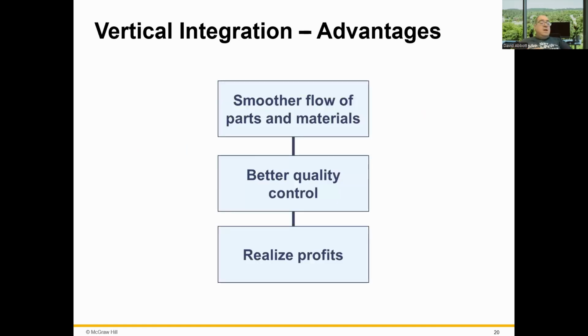So vertical integration provides certain advantages. A vertically integrated company may be able to ensure a smoother flow of parts and materials from production than a non-integrated one, because again, it's all going to be done internally within the organization. Some companies feel that they can control quality better by producing their own parts and materials. Integrated companies realize profits from the parts and materials that they choose to make instead of buy.